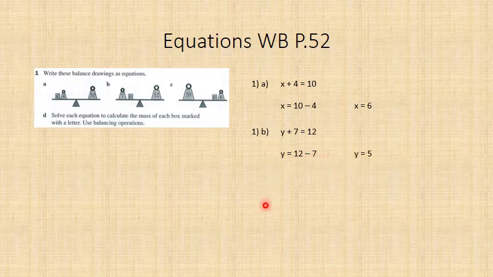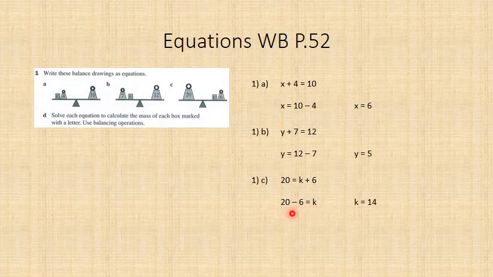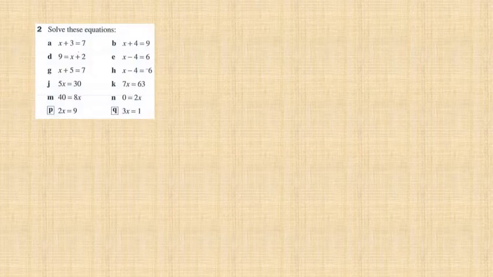In question C, he's saying 20, and in the other pan, it's k plus 6. So I will say 20 equals k plus 6. Using the inverse operation and balance, I will just make it minus 6 on the other side. So it's going to be 20 minus 6, which equals k. So k equals 14.